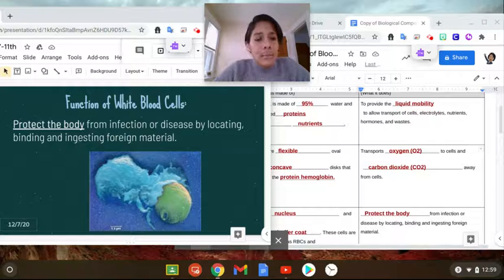The function of the white blood cell is to protect the body from infection or disease by locating, binding, and ingesting foreign material. So your white blood cells can recognize anything that is not one of your own body cells, and once it does, it starts an immune response that's going to not only activate other white blood cells, but it's going to start to try to chase that bacteria or virus or fungal particle that should not be in your body.